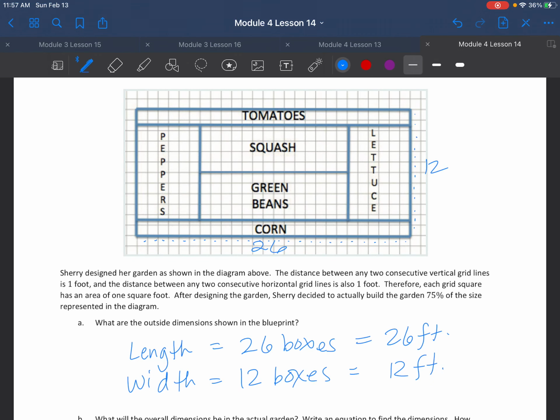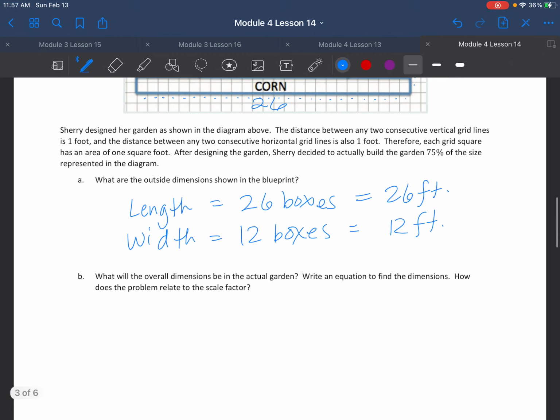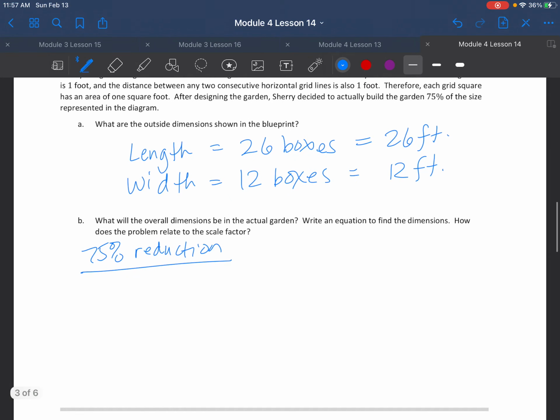All right, and now 1, 2, 3, 4, 5, 6, 7, 8, 9, 10, 11, 12. This is 12 over here. So the width is equal to 12 boxes, which is equal to 12 feet. Excellent. All right, what will the overall dimensions be in the actual garden? Write an equation to find the dimension. How does the problem relate to the scale factor?